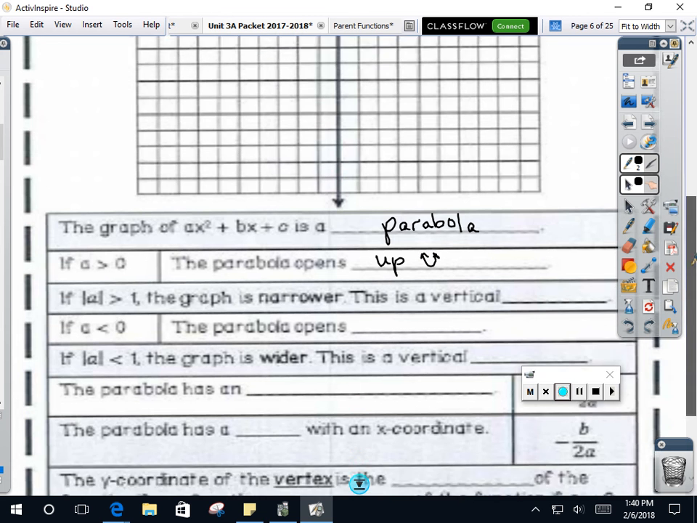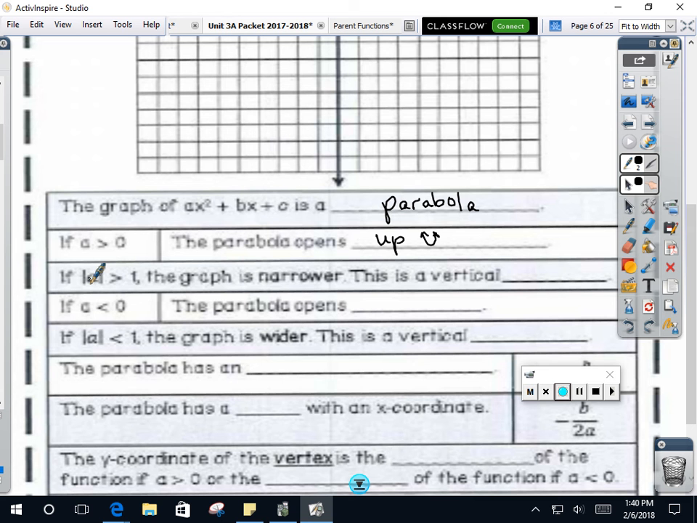If the absolute value of a, so like if you take the negative off of the a, is still greater than 1, the graph is narrower, and that's a vertical stretch. Remember, when it gets skinnier, it's because it got stretched up. Okay, if a is less than 0, the parabola opens down, so it would look like this. And if the absolute value of a is less than 1, the graph is wider, which is a vertical shrink.